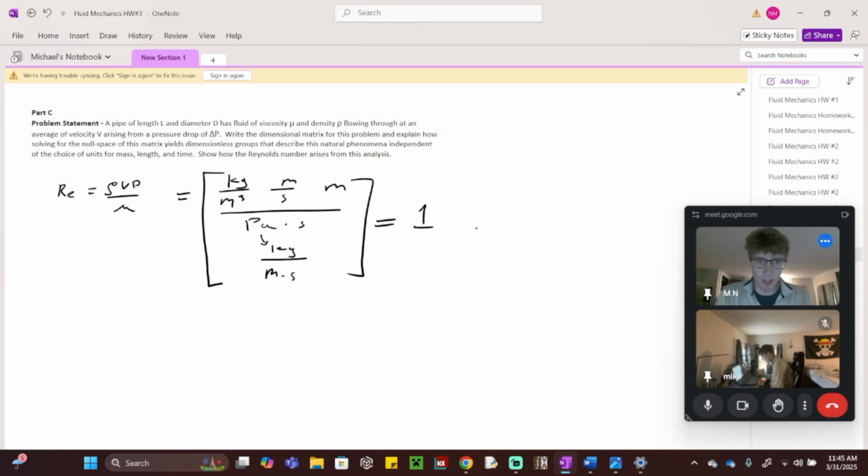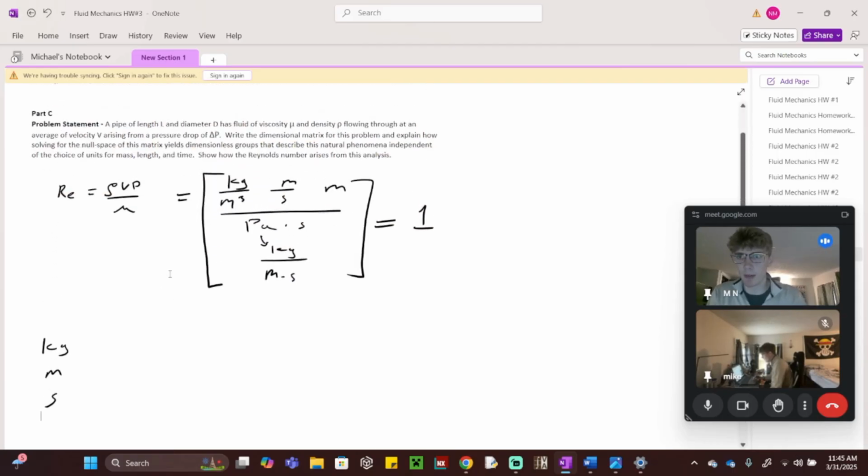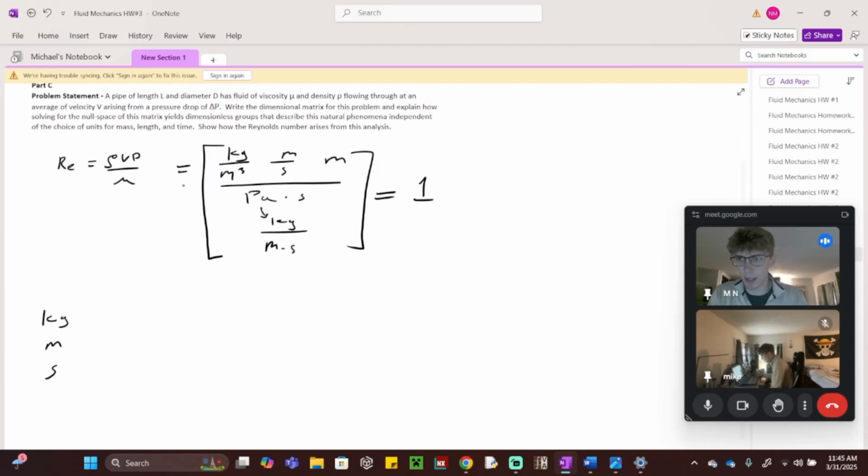So, back to the problem. We have a pipe of length L and diameter D has fluid of viscosity mu and density rho flowing through at an average velocity v and a pressure drop of delta P. So let's set up our matrix. We're going to have our units on the side, so we have kilograms, meters, and seconds. And we're going to list our variables on the top of our matrix.